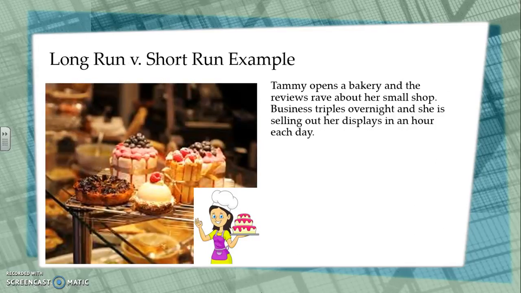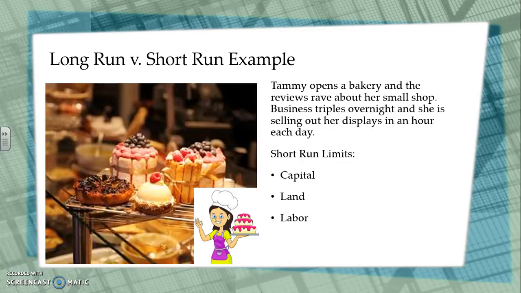So, let's say this is Tammy. Tammy opens a bakery, and the reviews rave about her small shop. Her business triples overnight, and she's selling out her displays in an hour each day. So Tammy would like to expand her business, but she faces some challenges in the short run. In the short run, she is limited by the following resources.